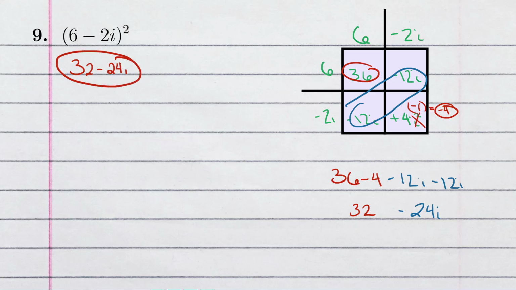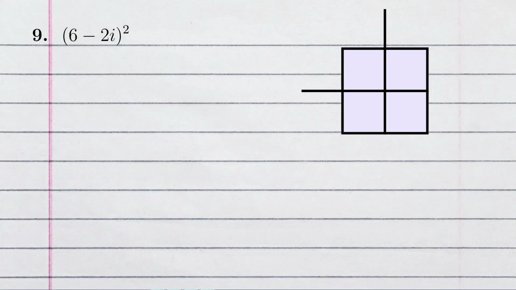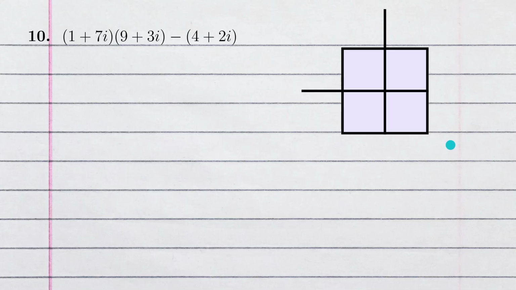Let's do one more of these. And this one we're going to add in a couple of extra steps. So we have to think about the order of operations. The first thing you need to do when you're doing these is the multiplication. And so we're multiplying these two first, and then second, we are going to subtract. So let's go ahead, and with multiplication, we use the box.